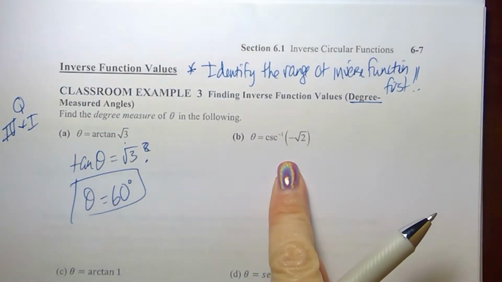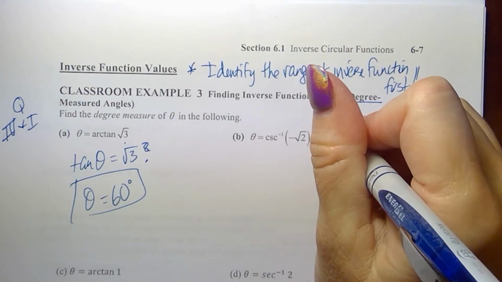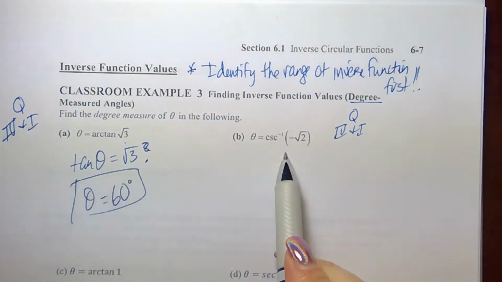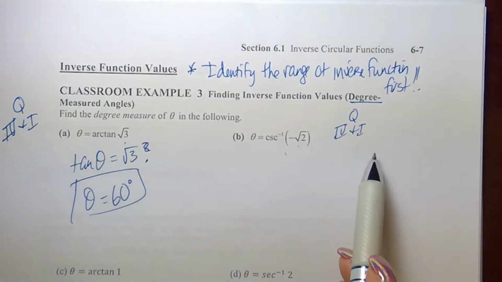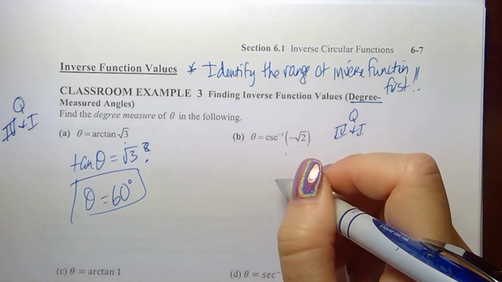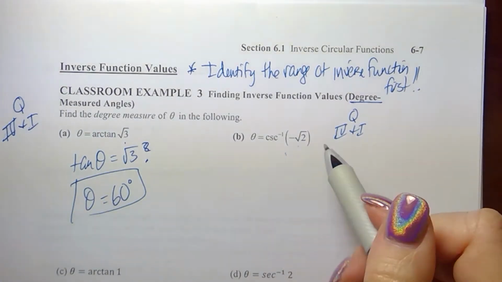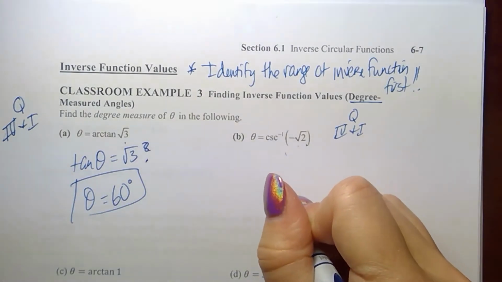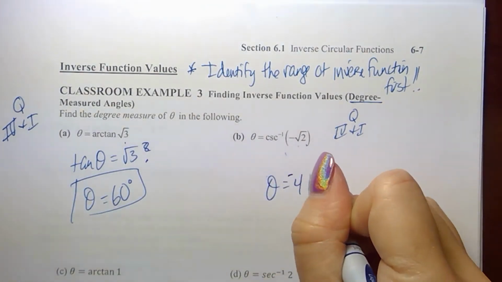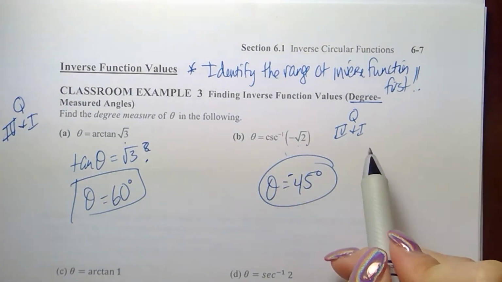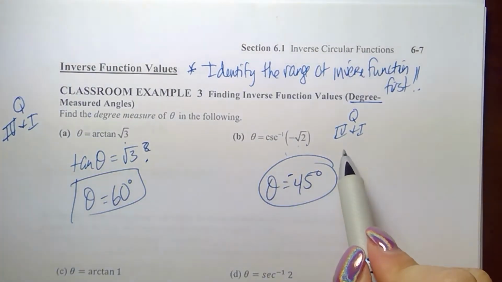Okay, what about cosecant inverse? Cosecant is the reciprocal of sine, so we're still in quadrants 4 and 1. We've got a negative value, so we know we're looking for a negative degree measured angle. So I'm looking for the angle whose cosecant value is negative square root 2. That is a negative 45 degree angle there in quadrant 4. I've been saying quadrant 1. I apologize to you.